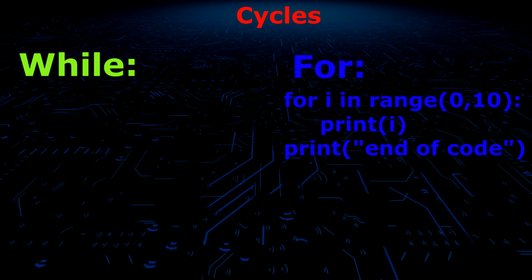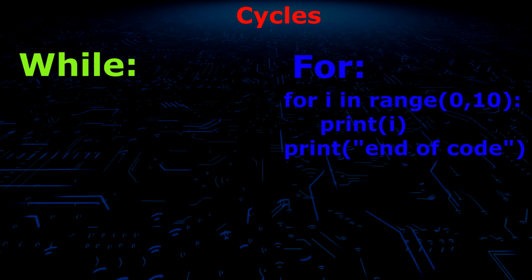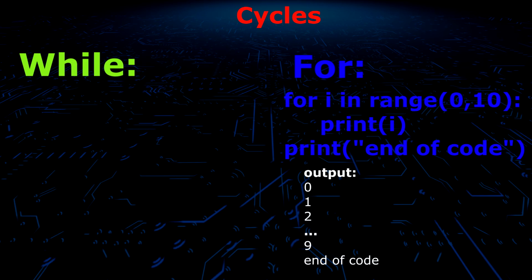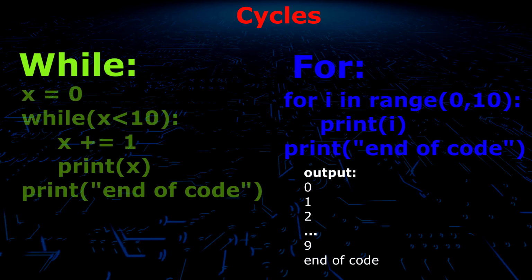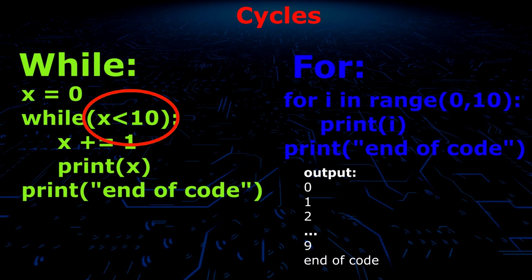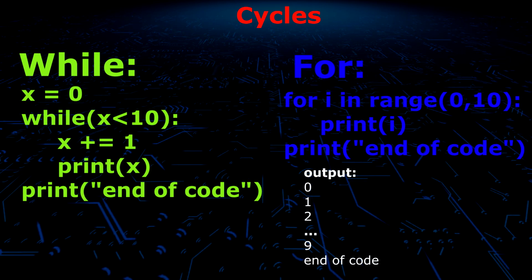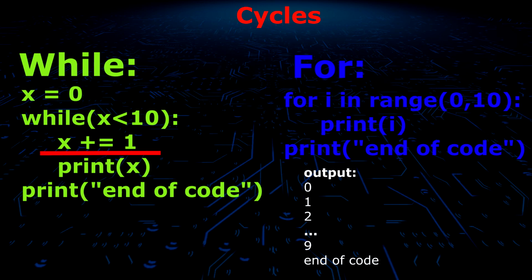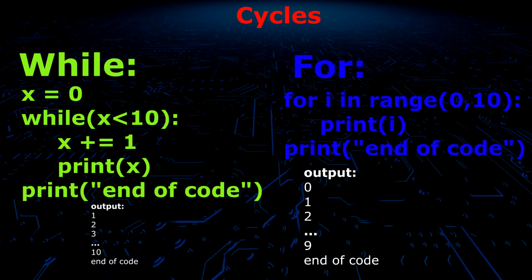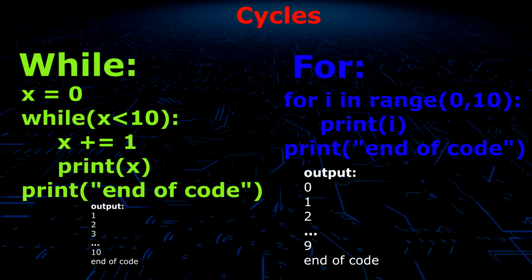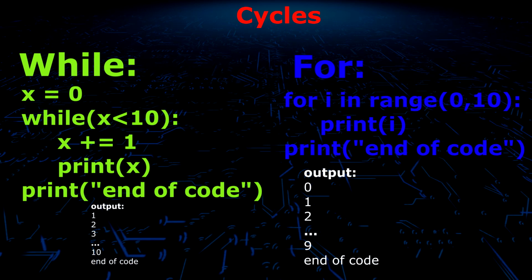This means that code inside the loop is going to be run 10 times, and the i variable will be set to values of 0, 1, 2, 3, 4, 5, 6, 7, 8, and 9. The while cycle runs while the condition is true, so if I have the condition x is smaller than 10, and inside the loop, every time it runs, I add 1 to x, the x will be set to values 1, 2, 3, 4, 5, 6, 7, 8, 9, and 10.